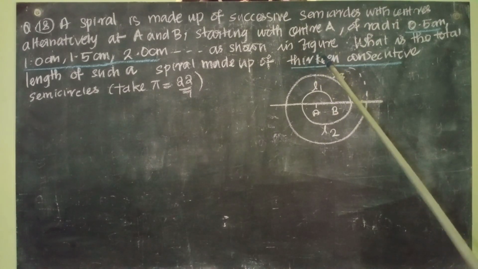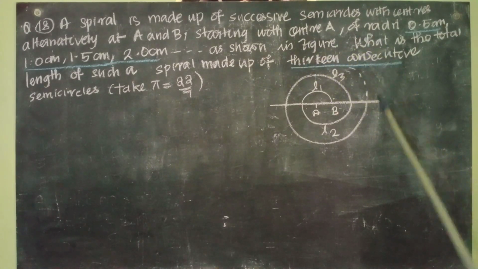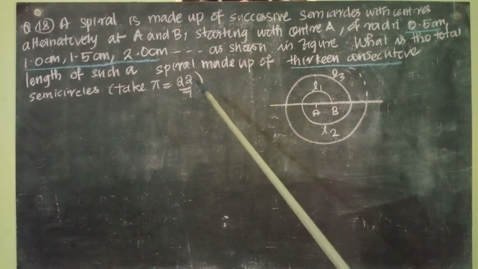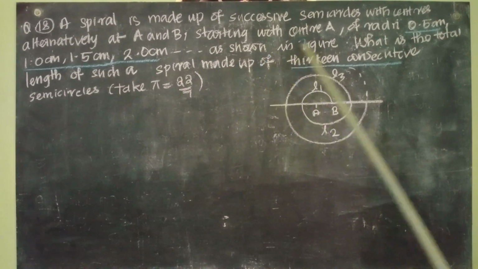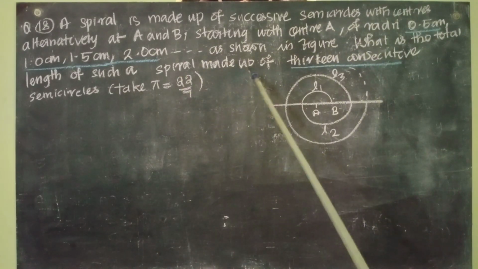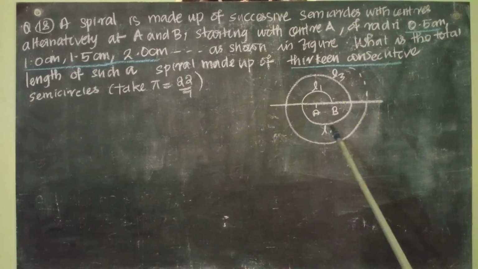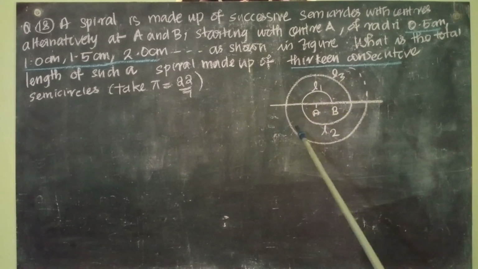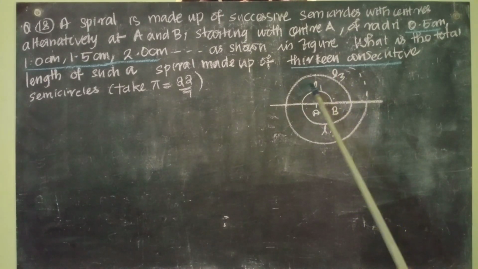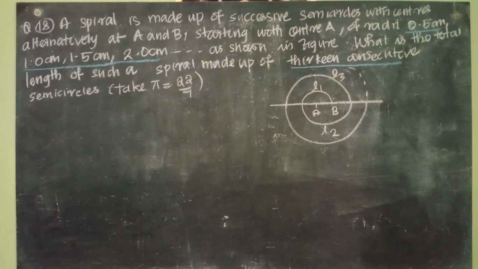And there are a total of 13 semicircles. So you have to find out the total length of all these semicircles. We know the length of a circle, or circumference of a circle, is 2 pi r. So the length of a semicircle is pi r. So you have to find out L1 by using the formula pi r, then L2, L3 and so on.